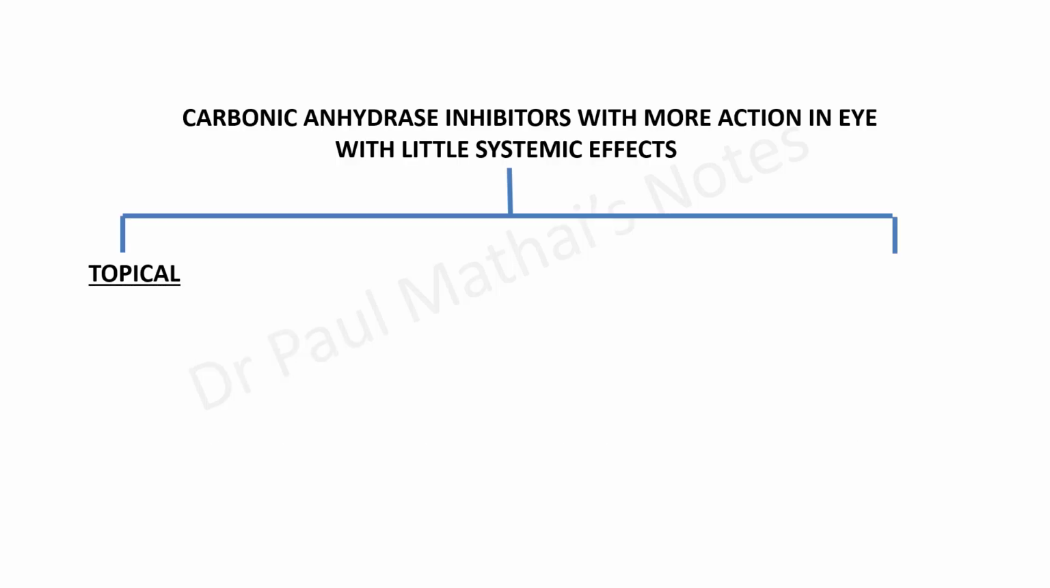Now, topical carbonic anhydrase inhibitors, as we mentioned earlier, include brinzolamide and dorzolamide. There is one carbonic anhydrase inhibitor which is given systemically but has predominantly ocular effects. And the example of that carbonic anhydrase inhibitor is methazolamide.